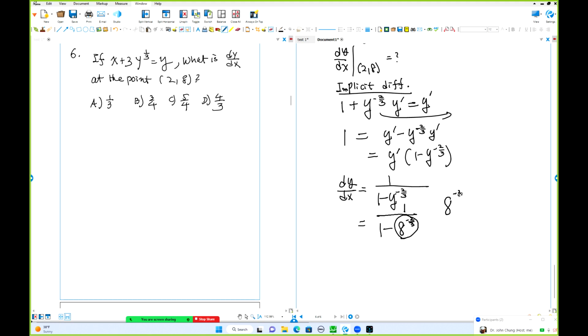8 to the negative 2/3 is how much? 8 is what? 2 cubed, right? 2 cubed to the negative 2/3. 3 times negative 2/3 is how much? Negative 2, right? 2 to the negative 2 is what? 1/4. Are you okay with this? All right, now put this number 1/4 there. 1 over 1 minus 1/4. 1 minus 1/4 is 3/4. Its reciprocal is 4 over 3, right? This is dy/dx at this point, 2 and 8. Are you okay with this?